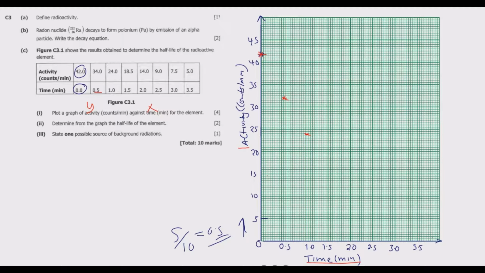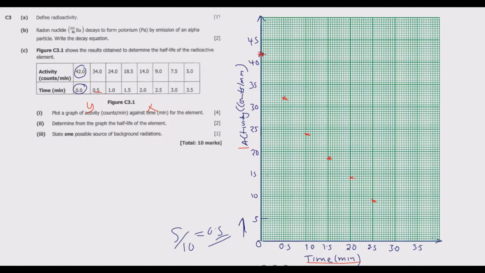Then we have 1.5, 18.5. So 18.5: this is 19, then we have 18 here, so 18.5 is somewhere here, like here. Then we have 2, 14. So 2, 14 is just 2 subunits below 15, which is here. Then we have 2.5, 9, which is just 2 subunits below 10, like that.